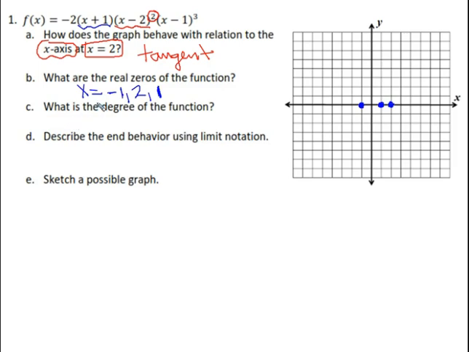Now let's take a look at this. What is the degree of the function? So I know it's in factored form right now, but if we were to expand it, if we were to multiply absolutely everything together, get it in standard form, what would that largest exponent be?